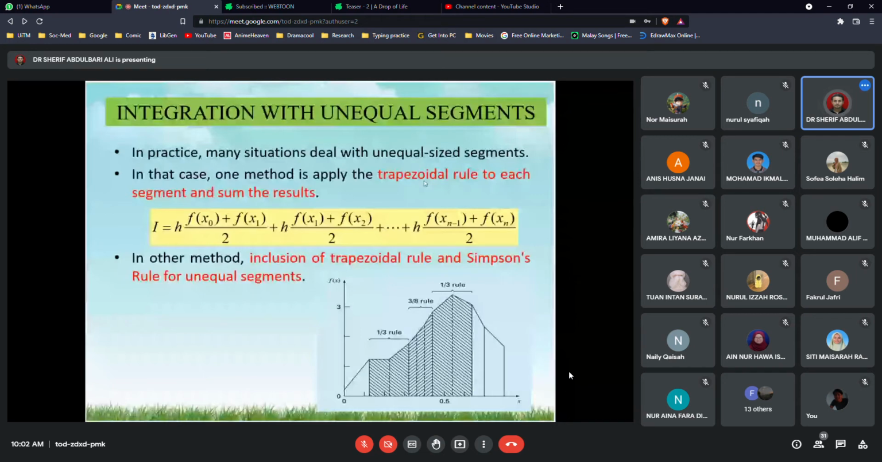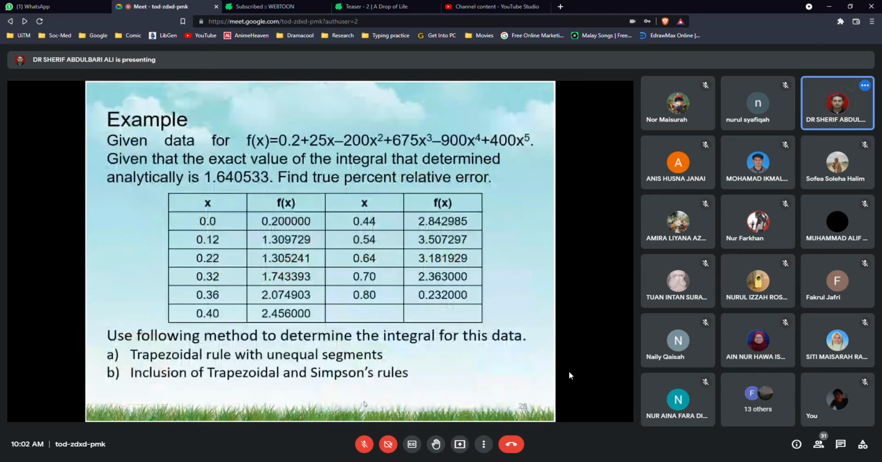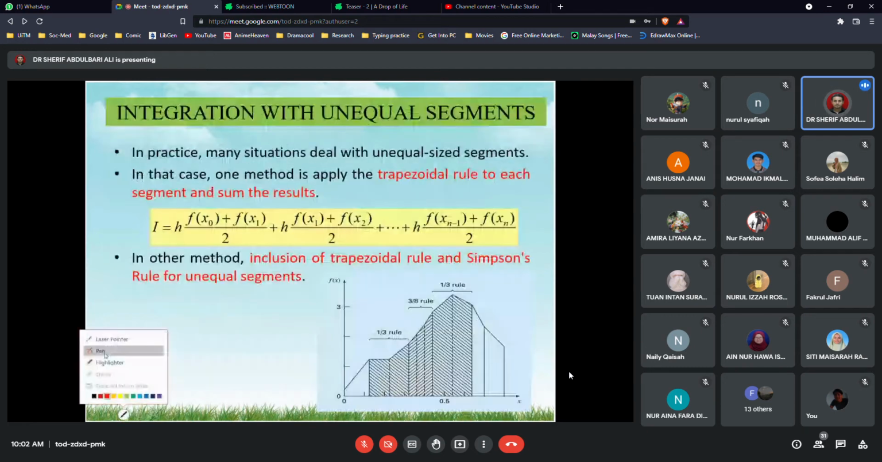and sum the results. So that means, for example, you have this curve and you have multiple segments here, but actually those segments are not equal. You can see the step size from here to here is not the same step size as from this one, and also the step size here is really small. So you can see it is a different step size.